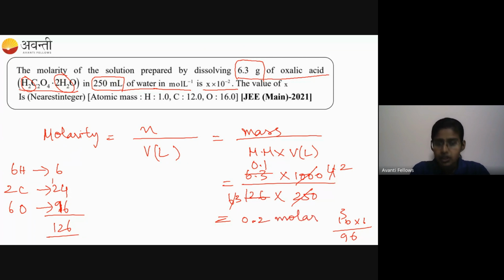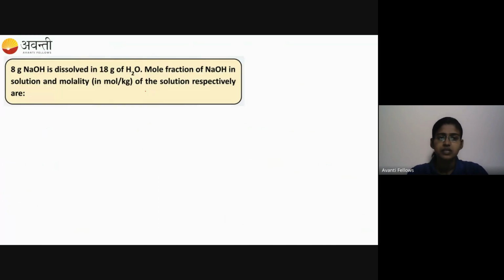But we have to find out in terms of 10 to the power minus 2, right? So 10 to the power minus 2 means you have to multiply this by 100. So we will have 20 into 10 to the power minus 2 mole per liter. Okay, 20 is the value of X. Clear? Same as that of the previous question. You need to concentrate on the unit and the decimals. Okay, fine, good. So let's go on with the next question.